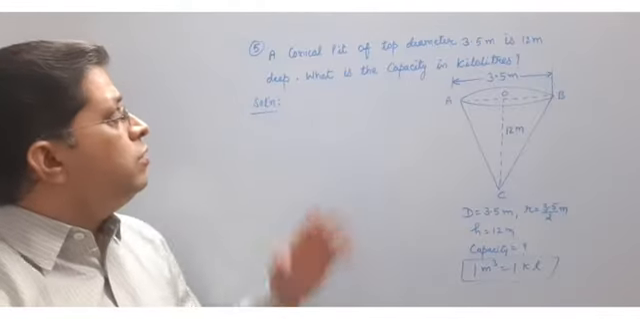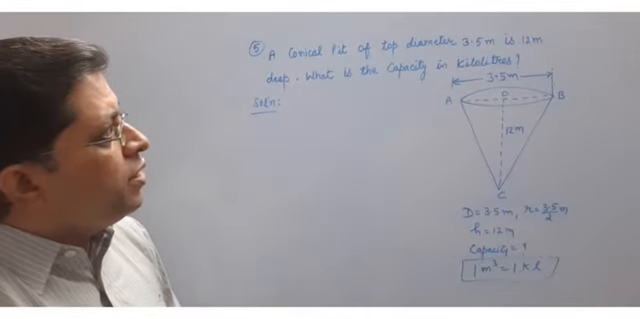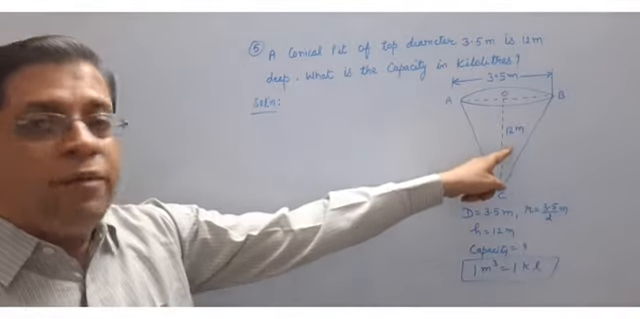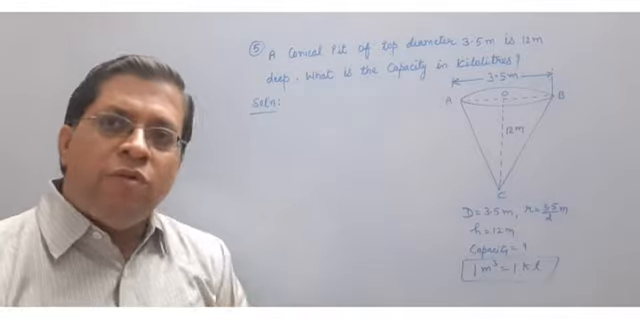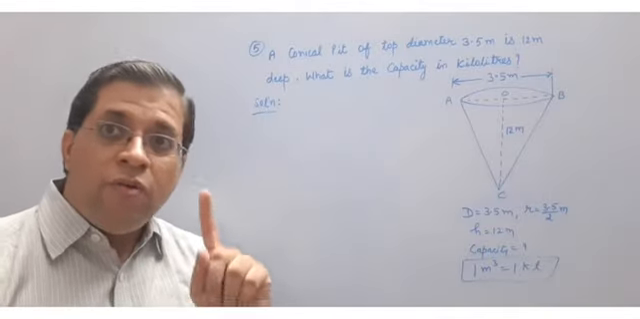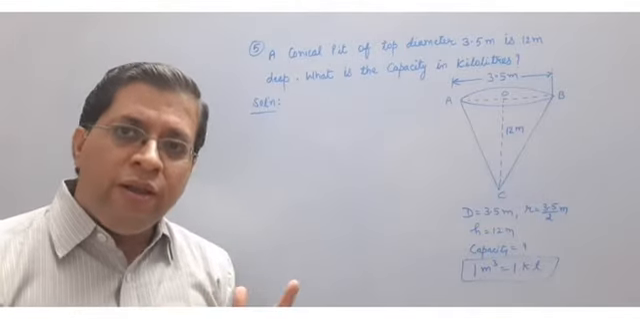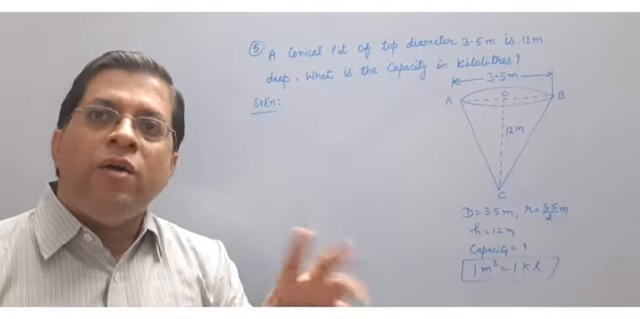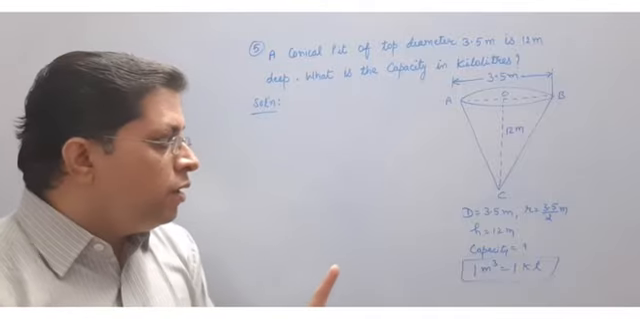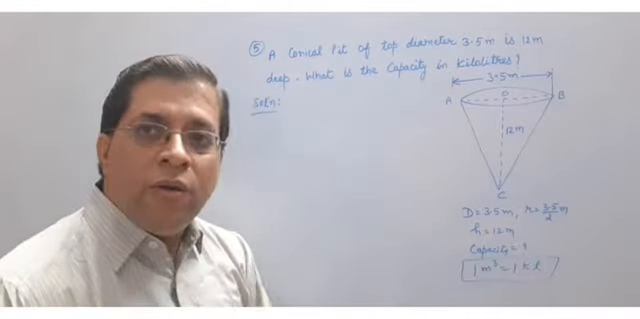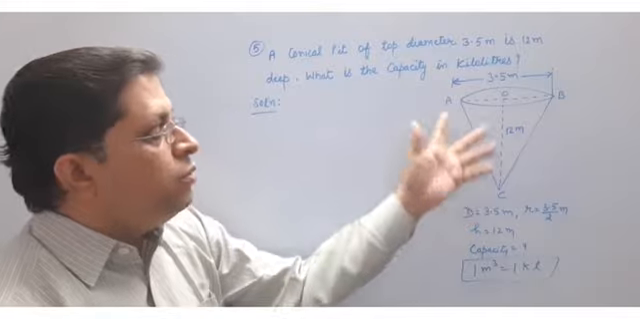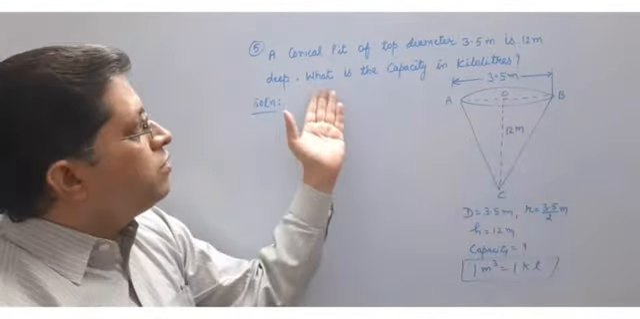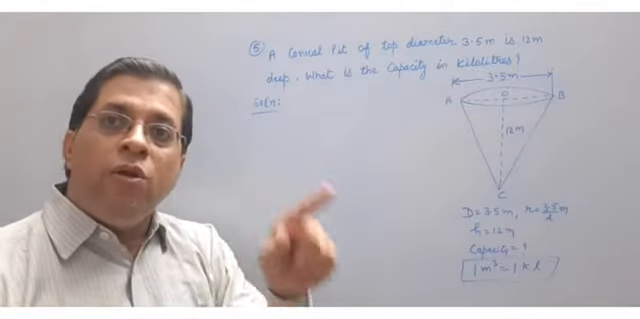The next question: a conical pit with top diameter 3.5 meter is 12 meter deep. The depth is given to you as 12 meter. The diameter is given to you, 3.5 meter. We have not been given the radius. How can we get the radius? Diameter is given, so r is 3.5 upon 2. Height is given, diameter is given, so you can get the radius also. And you have to find the capacity in kiloliters.